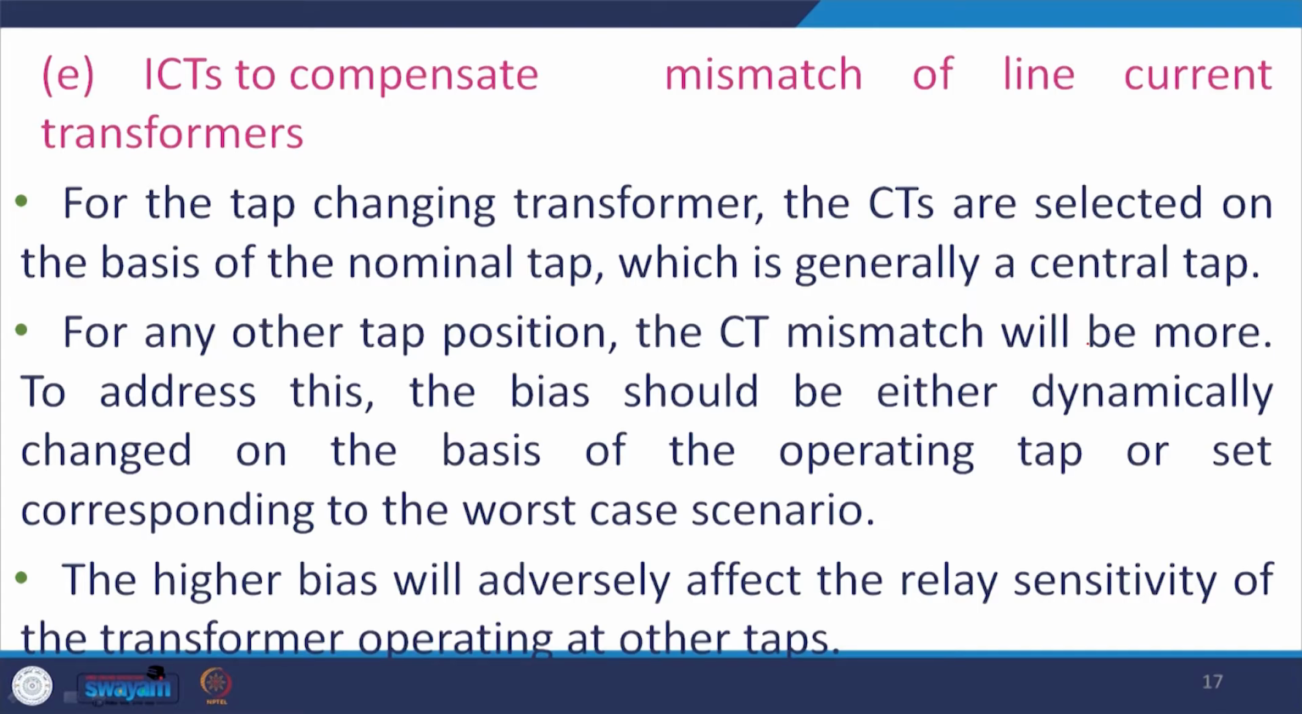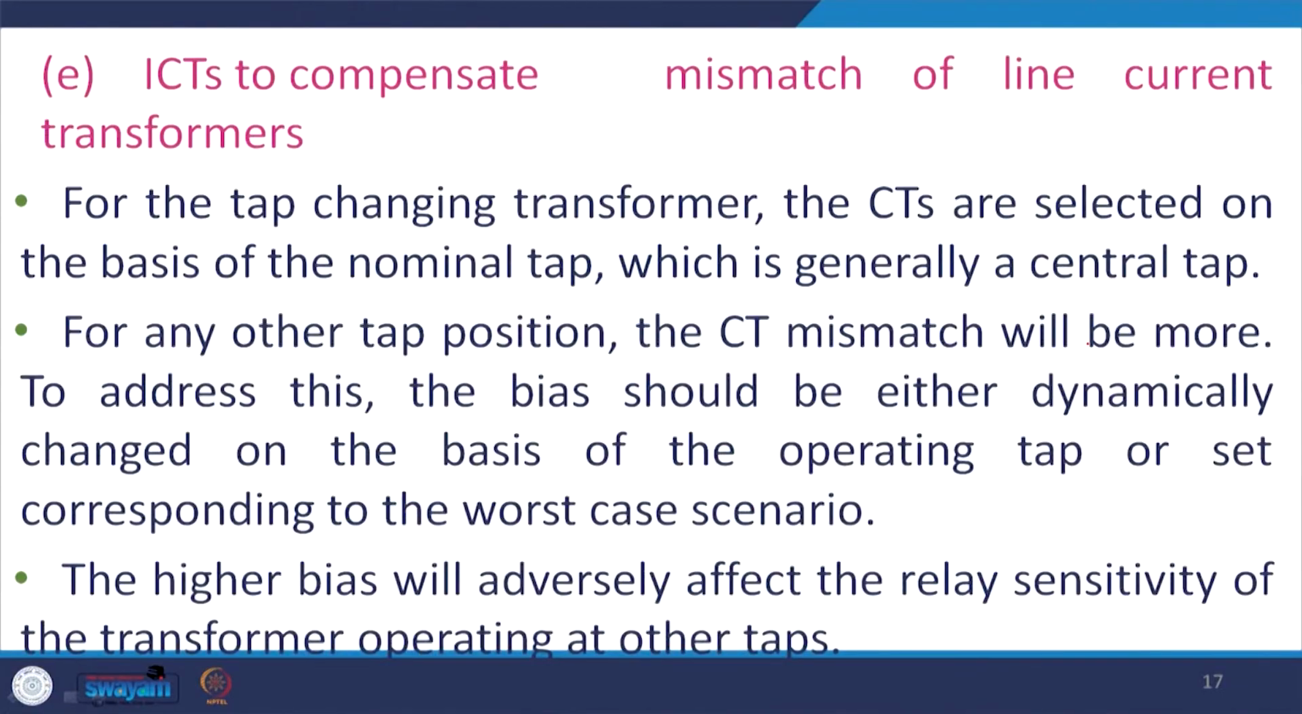Sometimes, whenever we use a delta-star transformer, then as I told you, on the delta side we have to connect the line CTs in star, and on the star side we have to connect the line CTs in delta, so that the 30° phase shift can be easily compensated. However, sometimes in the actual field they do not connect the delta side CTs in star and the star side CTs in delta; they connect both sides in star-star. In that case you have to use the other option, known as the interposing current transformer.